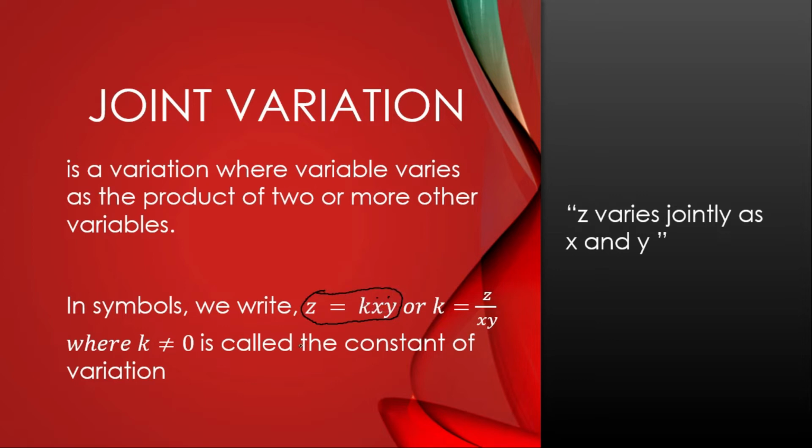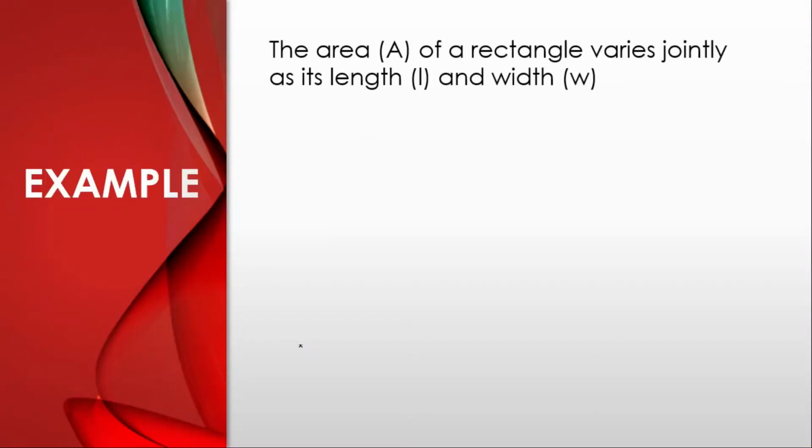Kaya naman, magbigay tayo ng example. The area of a rectangle varies jointly. So, varies jointly tayo. So, pag nabasa nyo yung varies jointly, this is a joint variation. So, the area of a rectangle. So, alamin muna natin yung formula. Di ba? Pag joint variation, we have z is equal to k, x, y.